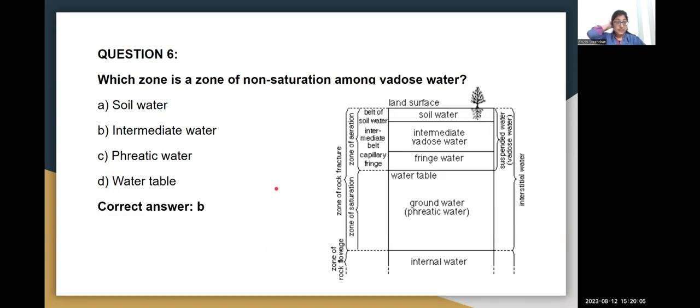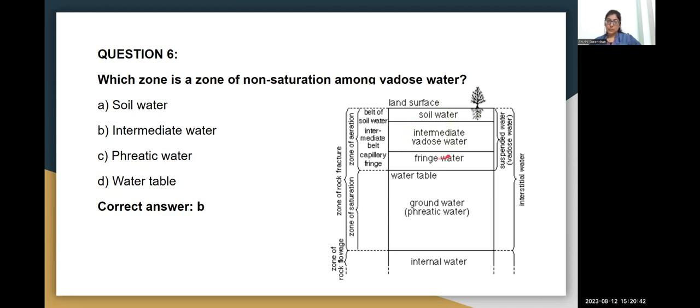So the correct answer is intermediate water. The water movement in the immediate subsurface, that is the zone of aeration, occurs in such a way that when the soil water zone is saturated with water, it is only after that the water will start moving into the intermediate Vadose zone. So initially, as soon as the precipitation occurs, water will start entering the soil water zone, and once this portion of the soil water zone is saturated with water, water will start moving down towards the intermediate Vadose zone.